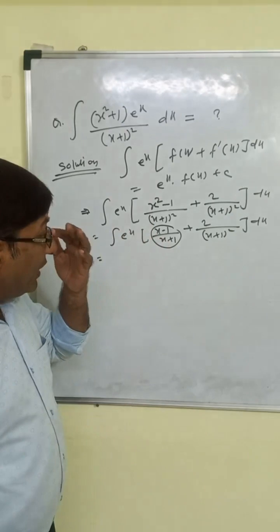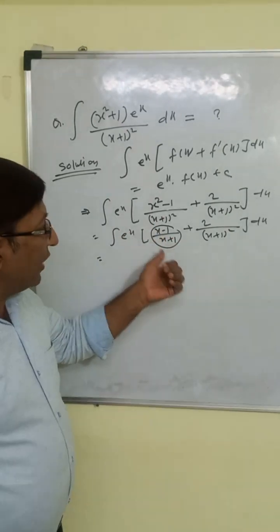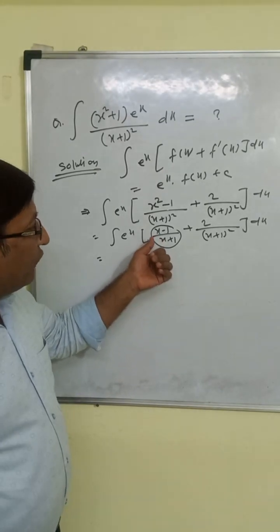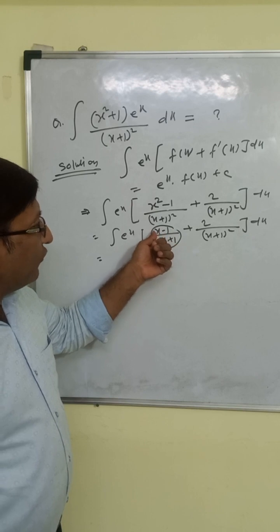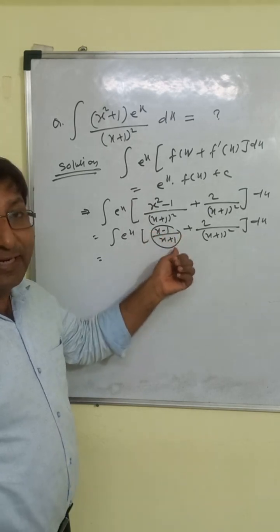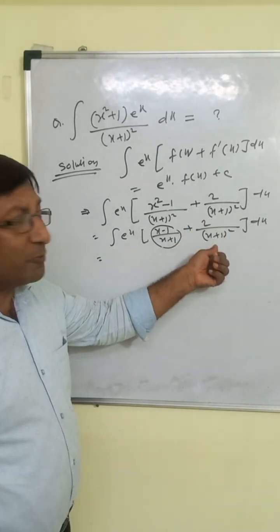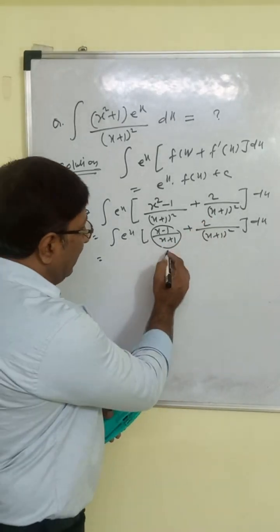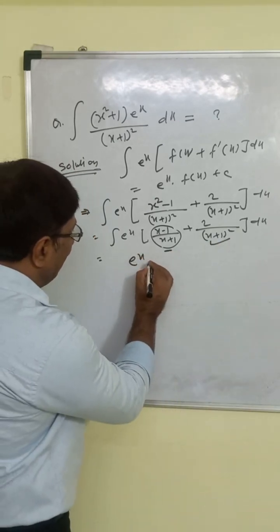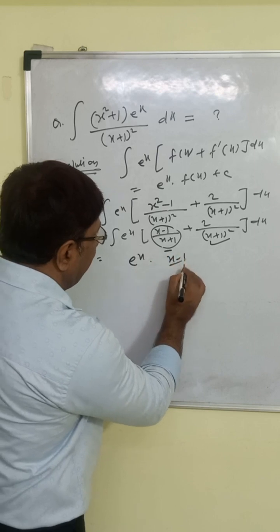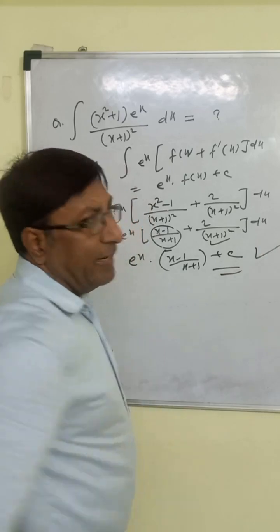You know the derivative of any function given in the u by v form. What is the u by v form? That is derivative of numerator into denominator, minus numerator into derivative of denominator, upon x plus 1 whole square. So you will get 2 upon x plus 1 whole square. So the derivative of this function is this. So we can write directly e^x into the function, that is x minus 1 upon x plus 1 plus c. So this is our correct answer.